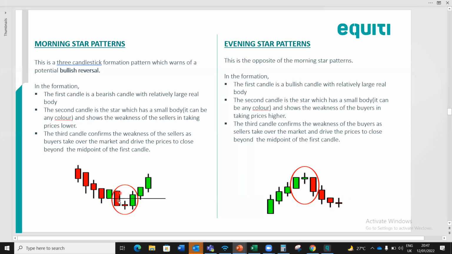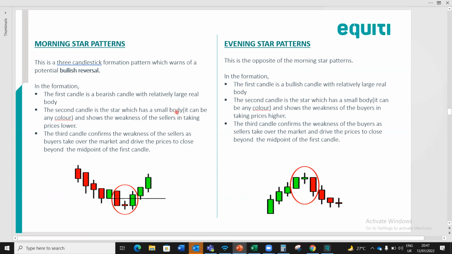In the formation, we have the first candle as a bear candle with relatively large real body. This looks like the Marubozu we talked about. Now, the second candle is the star, which has a small body. It can be any color, which simply means it can be a bear candle or a bull candle.